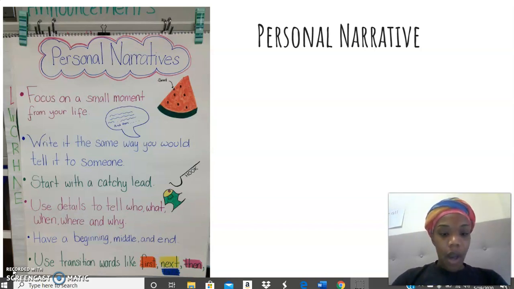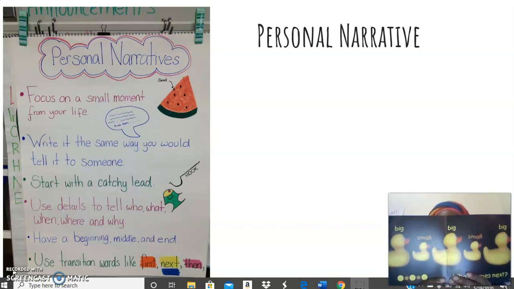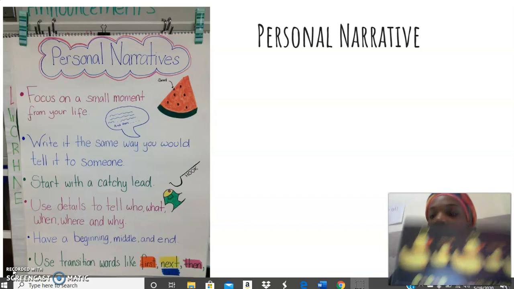Big, small, big, small, big. What comes next? So this book is just basically talking about order, right? Using a pattern technique.